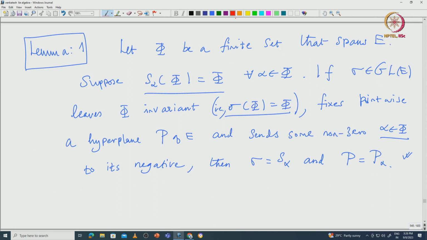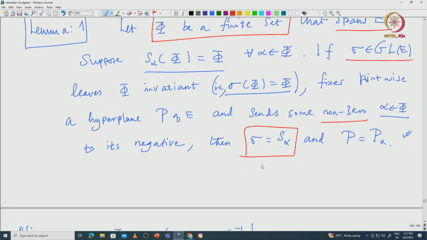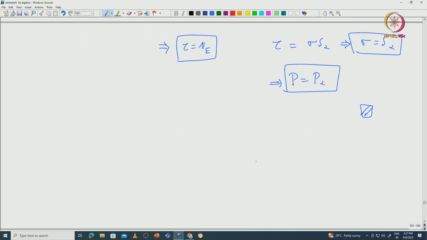What does lemma 1 say? If you take Φ being a finite set that spans E, and all the reflections coming from these elements of Φ leave Φ invariant, and you have σ in GL(V) that leaves Φ invariant, fixes pointwise a hyperplane P of E and sends some non-zero α in Φ to its negative, then σ must be S_α. That is what we have seen. We will use this result to prove lemma 2, which is useful in understanding the automorphism of Φ.